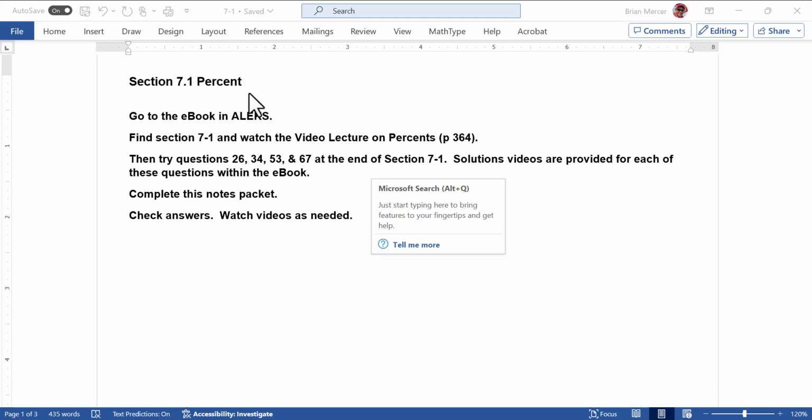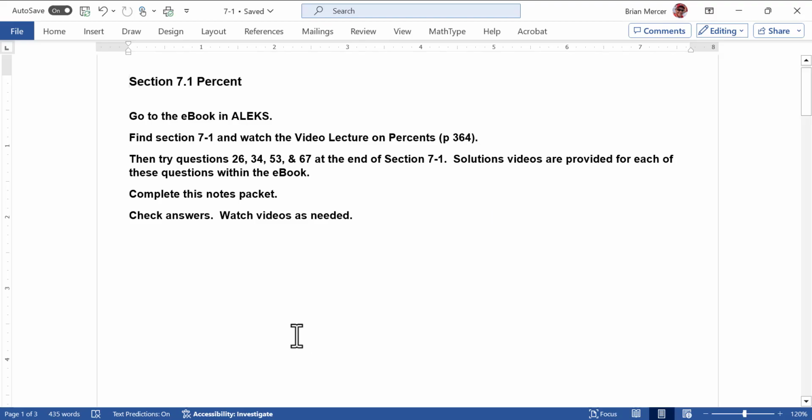So welcome to the 7.1, that's section 7.1 from the book, lecture on percents.